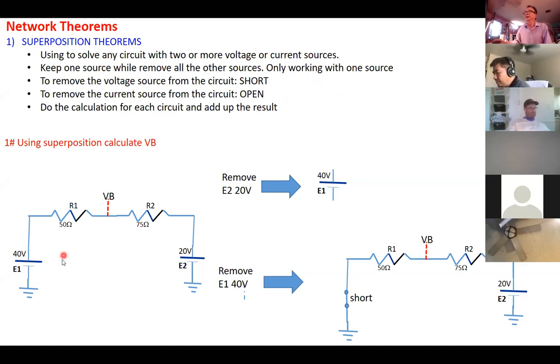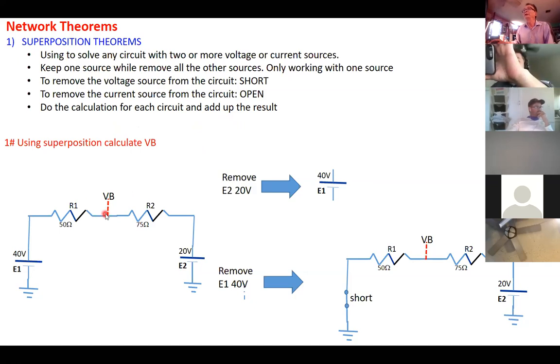Now, if I want to keep E1, then I have to remove E2. The rule is, to remove a voltage source from the circuit, it must be shorted, just like a wire. And if you want to remove a current source, then in the circuitry it must be open. Do the calculation for each circuit and add up the results.